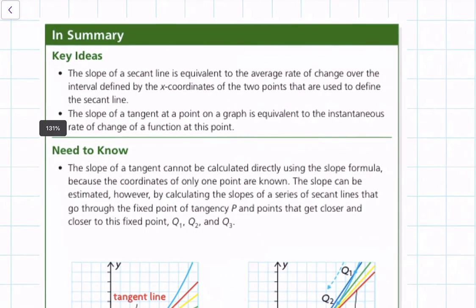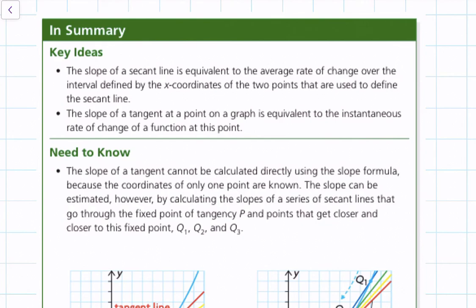Okay, so key summary then about the tangent line. The slope of the secant line is equivalent to the average rate of change over the interval divided by the x-coordinates of the 2 points that are used to define the secant line. But the slope of the tangent line at a point on the graph is equivalent to the instantaneous rate of change of a function at that point.